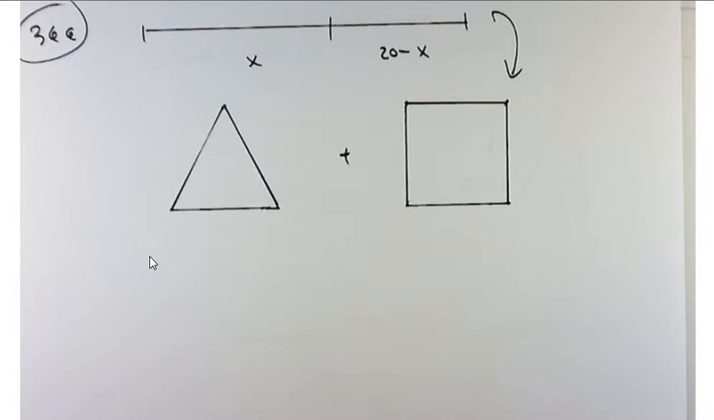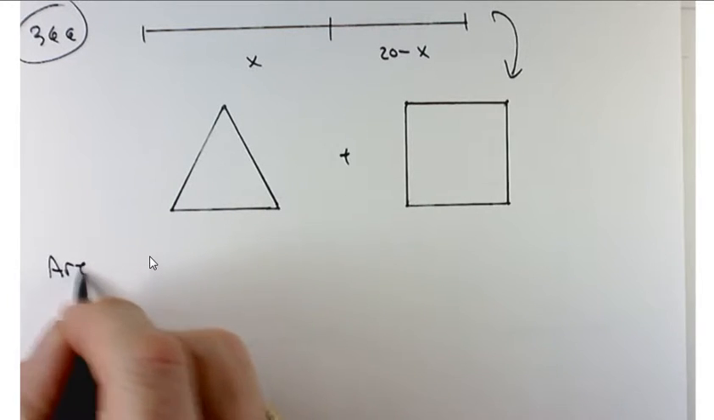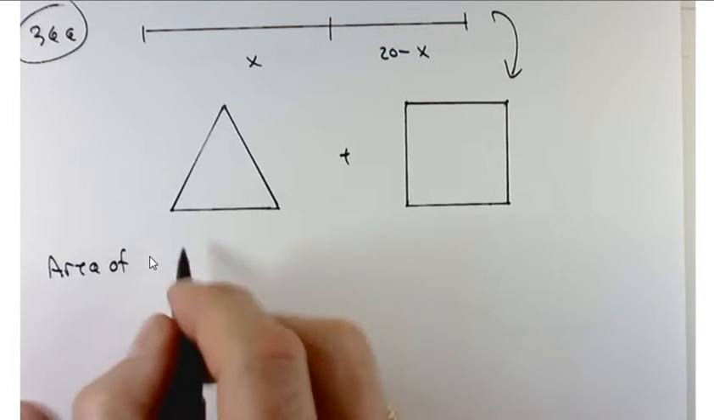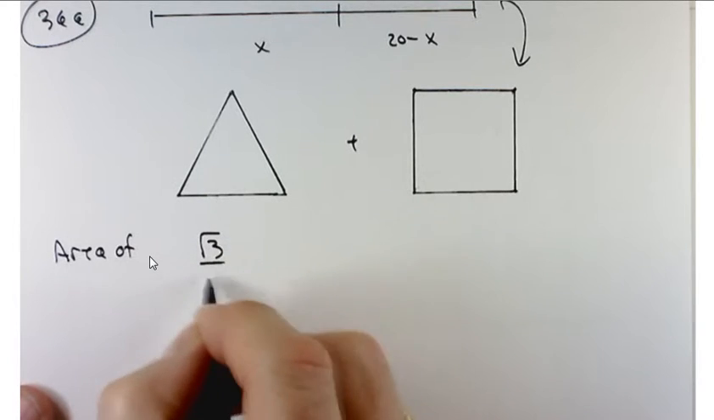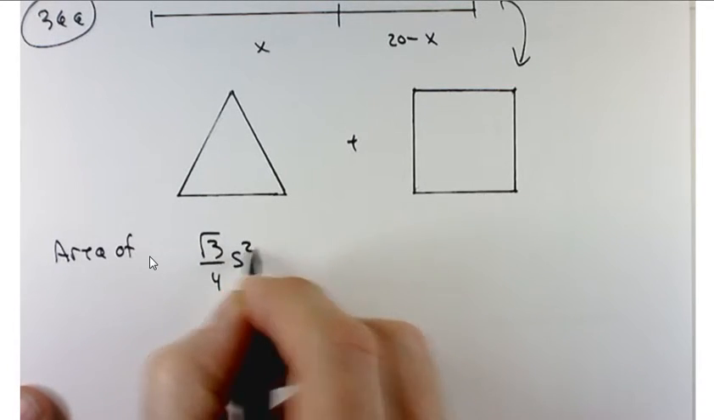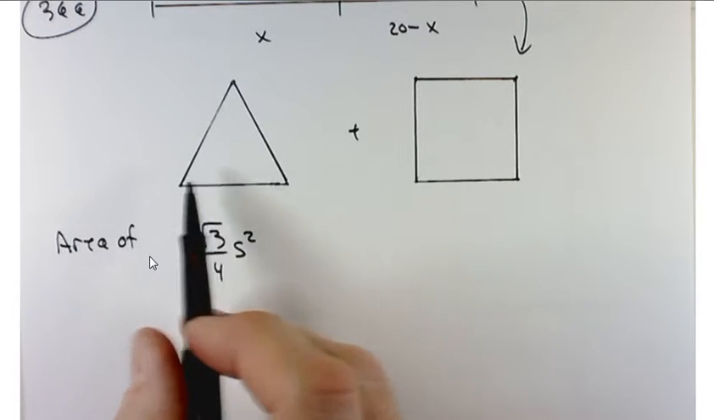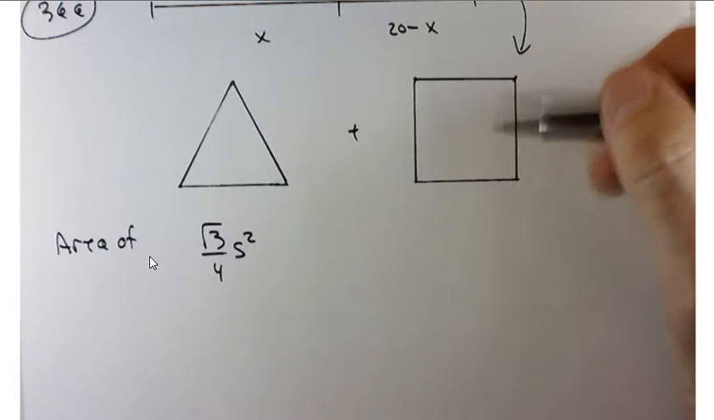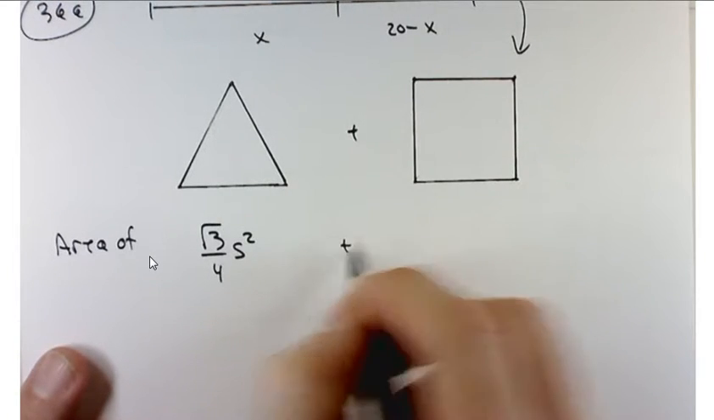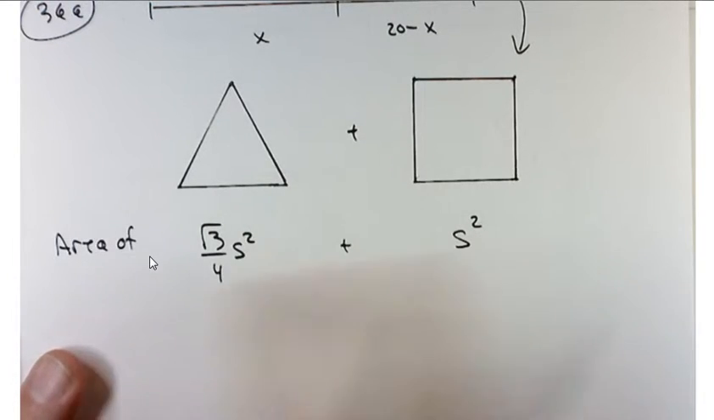Now, just a little reminder here for ourselves. Some area formulas. Area of an equilateral triangle is square root of 3 over 4 times s squared. That's just for equilateral triangles. And it's putting the area in terms of the length of the sides. So that's kind of cool. What about the area of a square? s squared. Yeah.